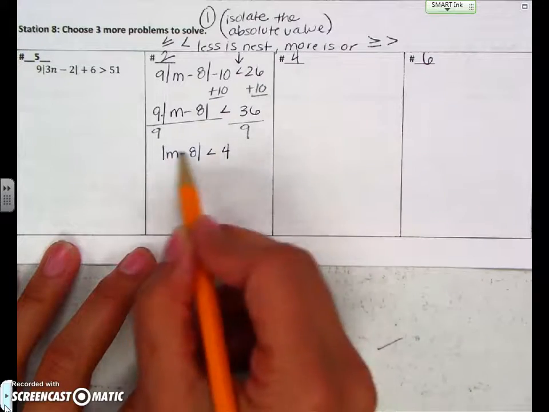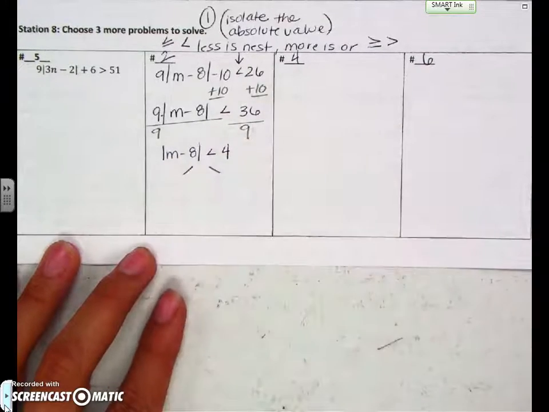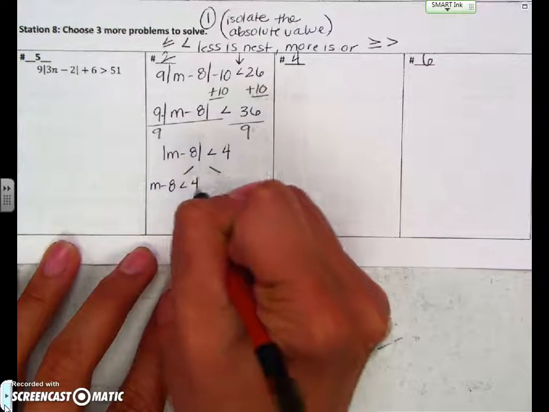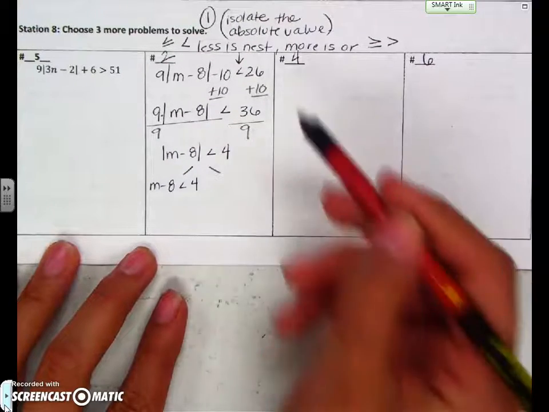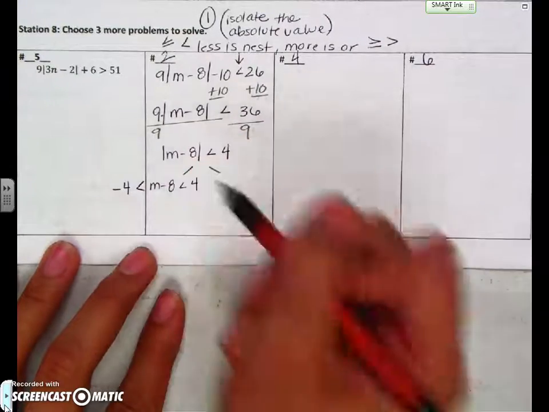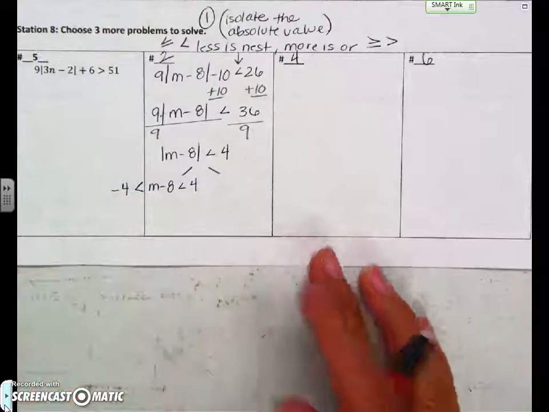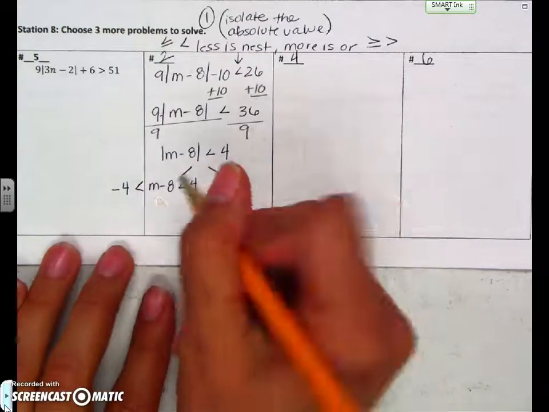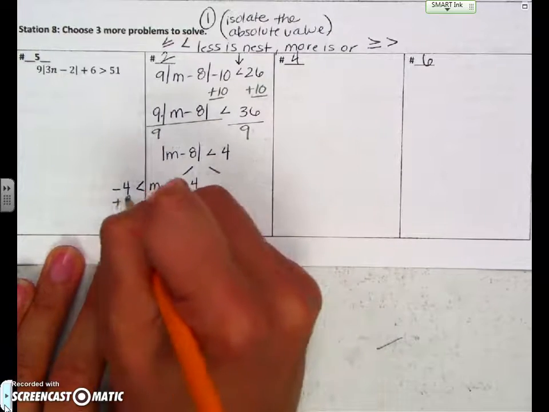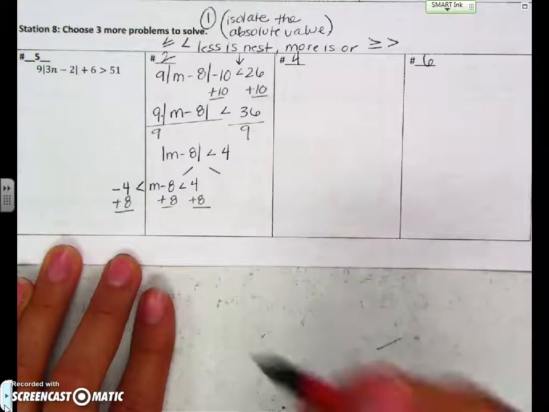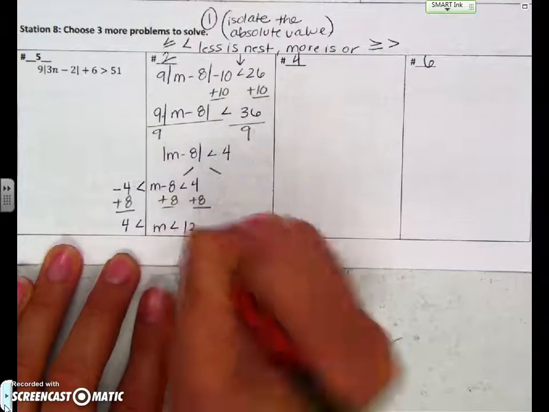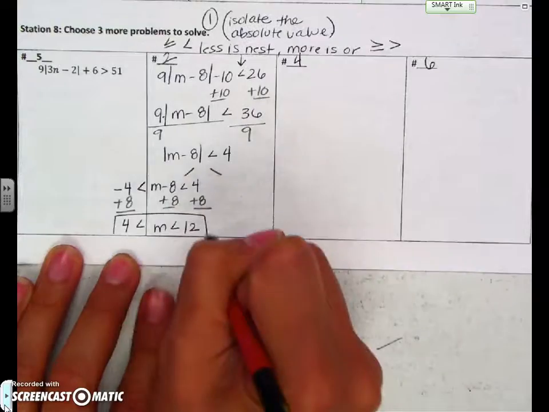Now that your absolute value is isolated, you can split it into two inequalities. And just kidding, I did it wrong. Less is nest means that I have to put it in between a positive 4 and a negative 4. Okay, so you're going to add 8 to both sides. The video calls it a triple-headed monster, but I didn't really like that name. So m is between 4 and 12, and this is your solution.